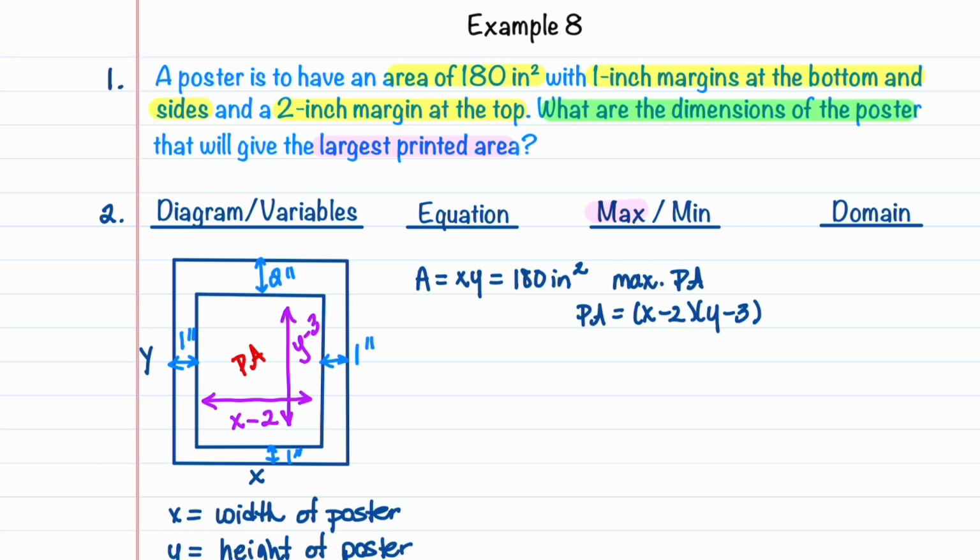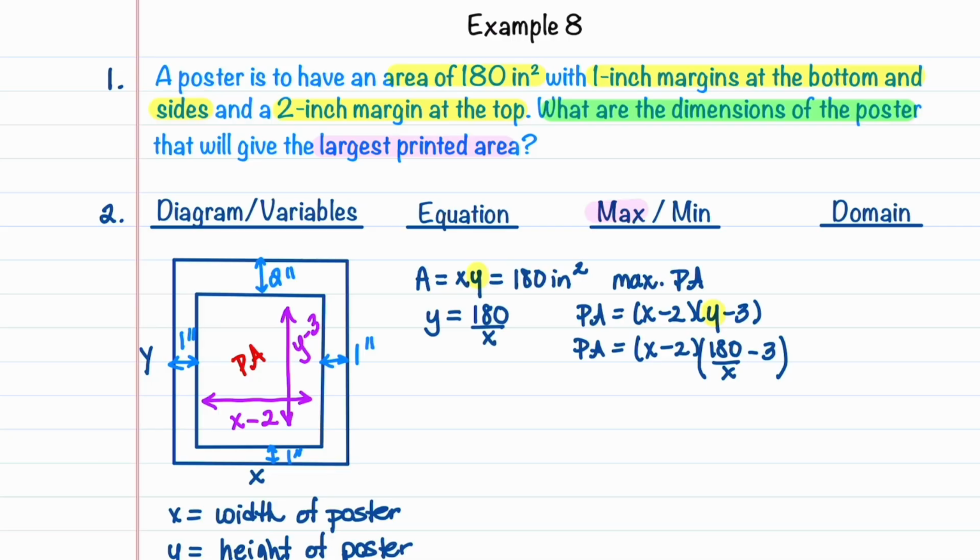Now, we are going to take the derivative of the printed area so that we can maximize it. And we only want to do this if it's in terms of one variable. So let's go back to our equation and solve our equation for y and plug it in right here. Y is equal to 180 divided by x. Let's now put that in. PA is equal to x minus 2 times 180 divided by x minus 3. We have to take the derivative of this, and I think it's going to be complicated to find if we leave our printed area in that form.